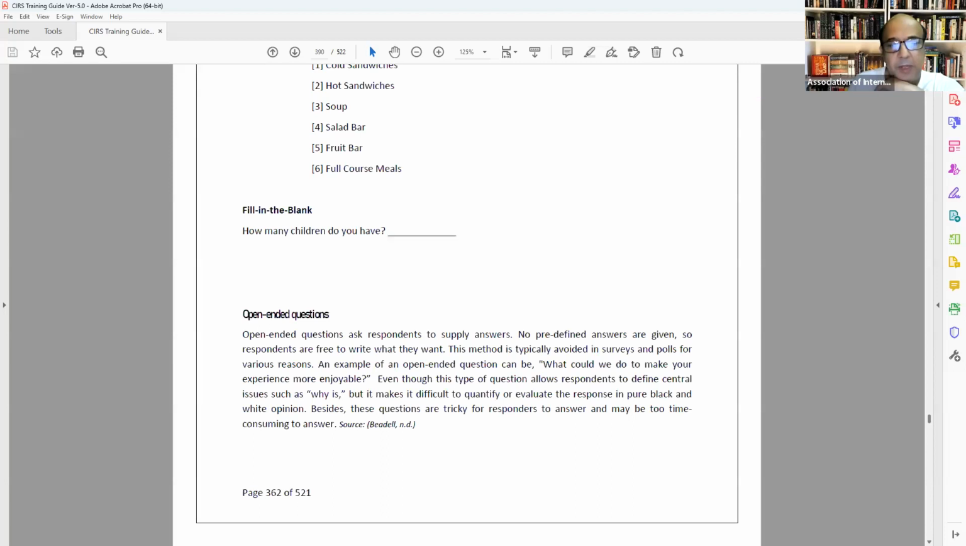Then, of course, there is fill in the blanks. Now, open-ended questions ask respondents to supply answer. No predefined answers are given, so respondents are free to write what they want. This method is typically avoided in surveys and polls for various reasons. An example of an open-ended question can be, what could we do to make your experience more enjoyable? It becomes a generic question. Anyone can answer with their best mind, or the thoughts could be different, or they could be translated differently, the same idea, you know. So it is more open in that sense.